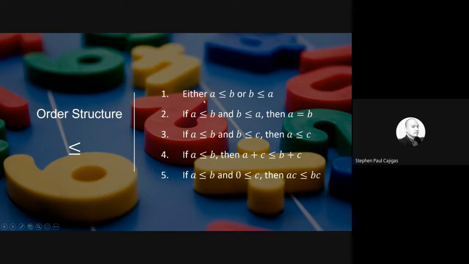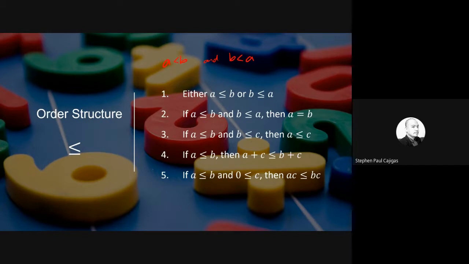Okay, so the first one, we have either A is less than or equal to B or B is less than or equal to A. Then number 2: if both A is less than or equal to B and B is less than or equal to A, then A must be equal to B. But we cannot have A is less than B and at the same time, B is less than A. So this cannot happen at all, because of the or equal to option, it is impossible for A is less than B and B is less than A at the same time.